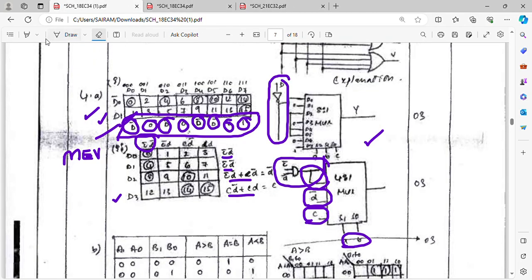This is the block diagram, right? I hope you got it.